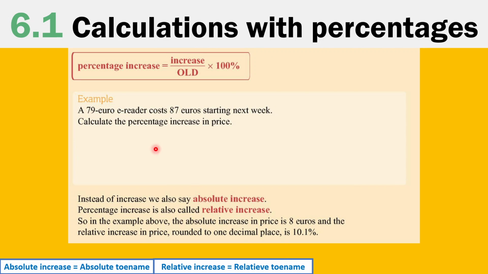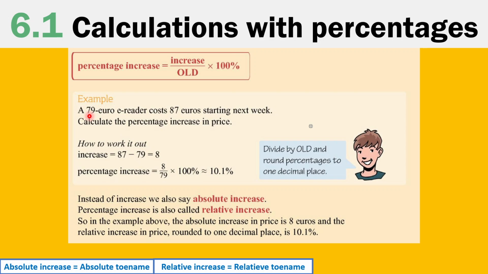So for example, if an e-reader started with 79 euro and then cost 87 euro next week, what is the increase? Well, the increase is the difference between those two, right? 87 minus 79, the increase is 8. So the percentage increase is 8 divided by the old price. Remember, what's the old price? Not 87, but 79. So 8 divided by 79 times 100% equals approximately 10.1%. So don't forget to use the correct number for old.